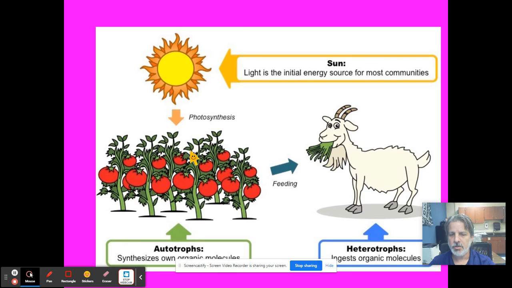The sun is how the plants make their food, through a process called photosynthesis. So the plants soak up sun, and it triggers off the photosynthesis so that they can make glucose or sugar. And then we have our animals, our heterotrophs, who will eat that food or eat those plants.